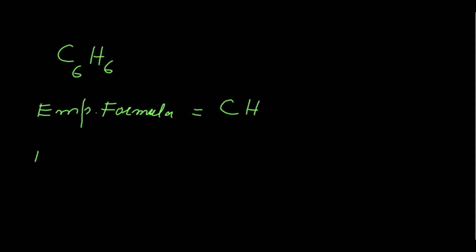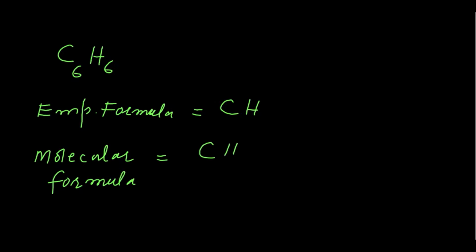How can we calculate the molecular formula of benzene? We know very well what the formula is: molecular formula is equal to empirical formula multiplied by n. The empirical formula for benzene is CH. The value of n is 6. So the molecular formula of benzene becomes C6H6. In this way, by using the formula, we can find the molecular formula from the empirical formula. I hope this is clear.